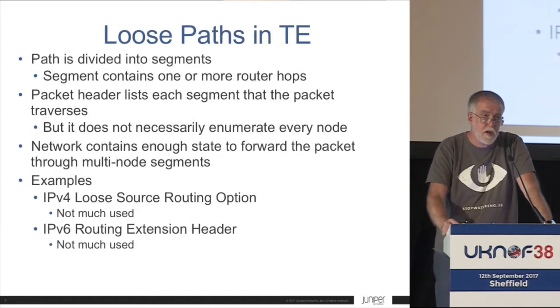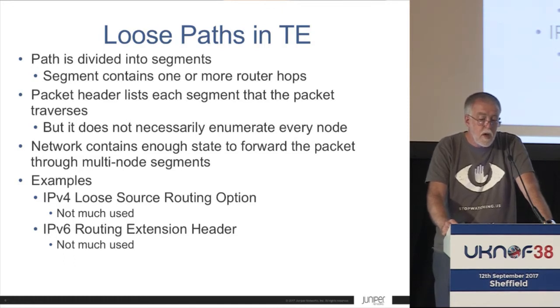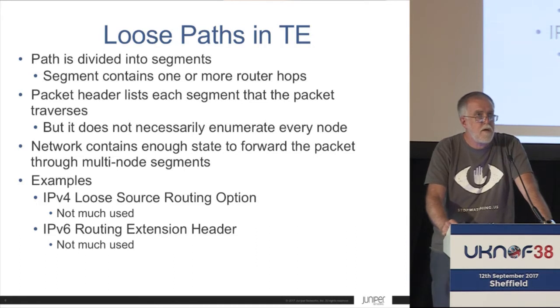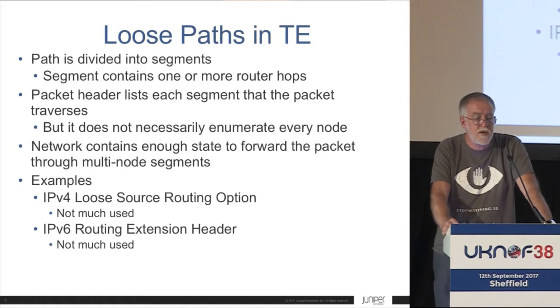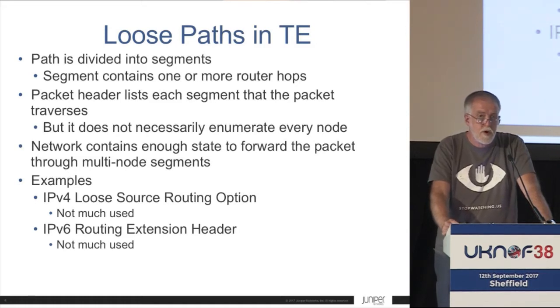The alternative to a strict path is a loose path. And there what you're saying is, I want you to pass through some hops, and how you get between those is up to you. So you chop the path up into segments, and you can still use the packet header with a loose source routing option, which shows up in IPv4 and IPv6. And then the network is required to have enough state in it to get the packet between those hops.